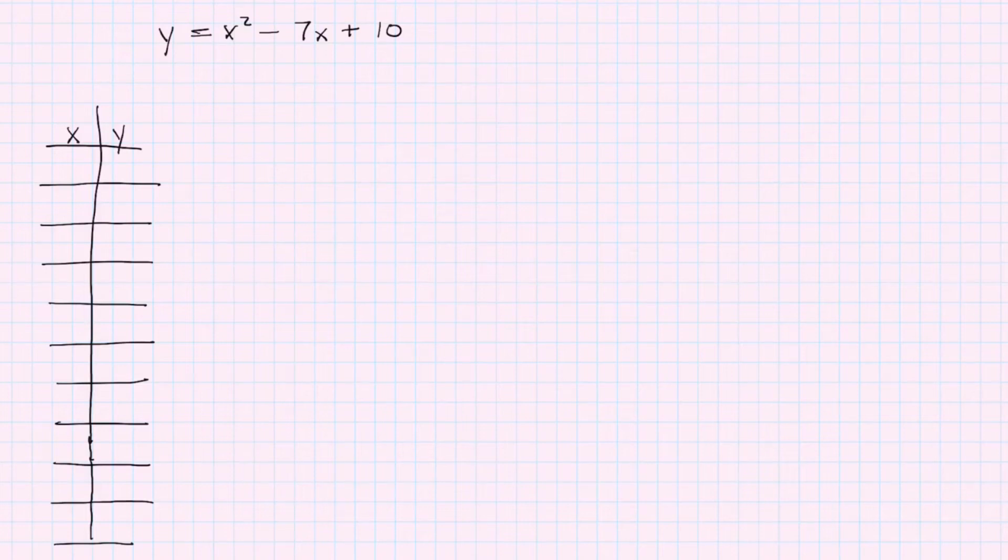Let's graph y equals x squared minus 7x plus 10. So this is our first one where we're going to graph a quadratic, and we're going to get lots of definitions out of graphing this. So we're going to graph this by hand using a table of values and take our time.